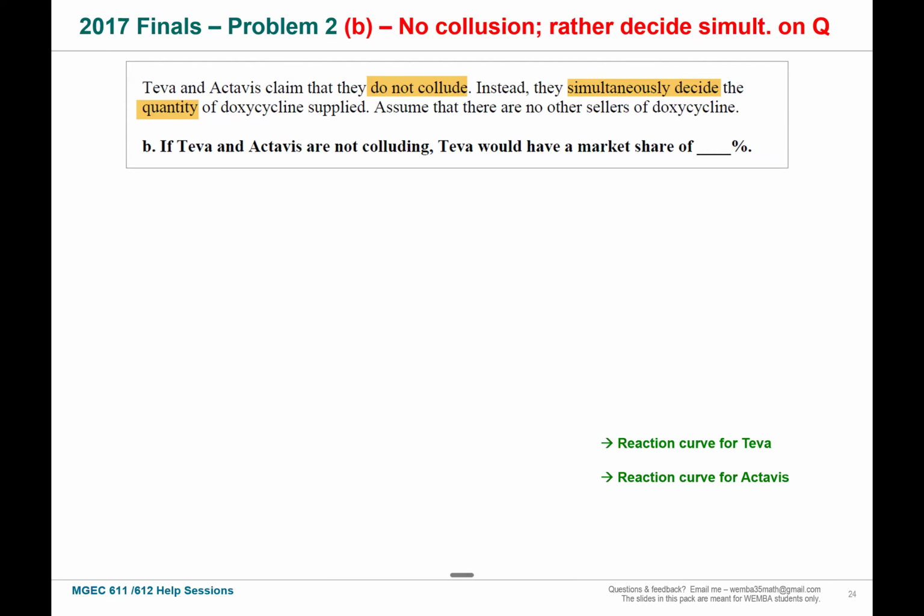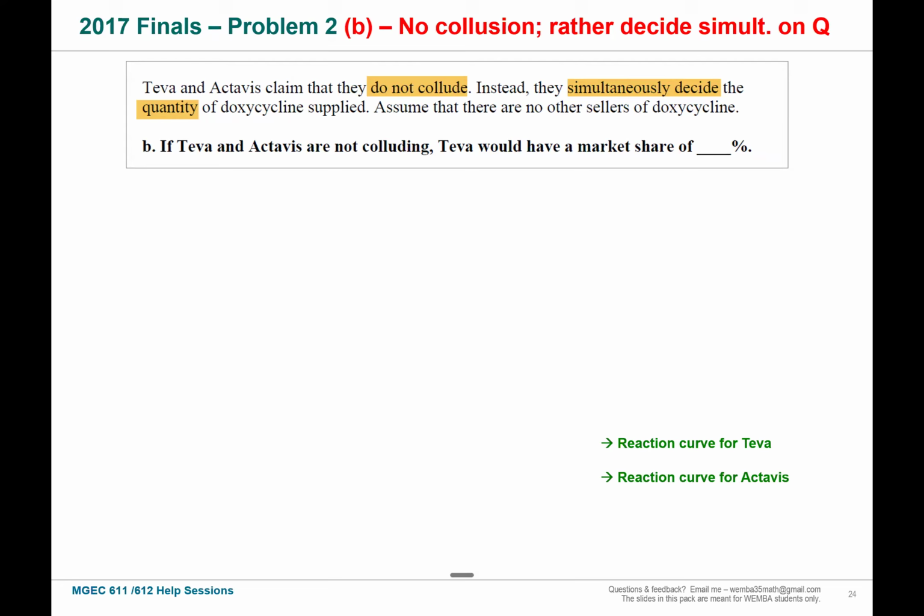Perfect competition is when we have many firms. Here we only have 2 firms. So by definition, it is an oligopoly model. But the fact that I'm competing on quantity and making decisions simultaneously means I'm in a Cournot world now. So if Teva and Actavis are not colluding, then Teva would have a market share of what? When I say market share, that means how much quantity does Teva produce, QT divided by total quantity in the market, which is QT plus QA. So you've got to find that. So now it's a Cournot.